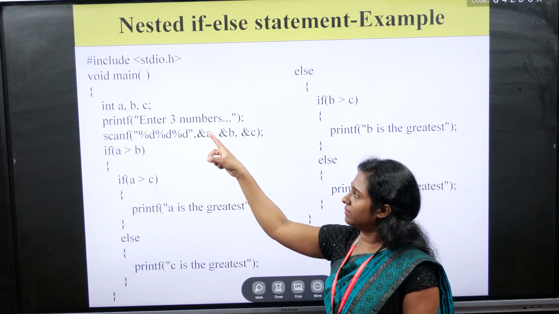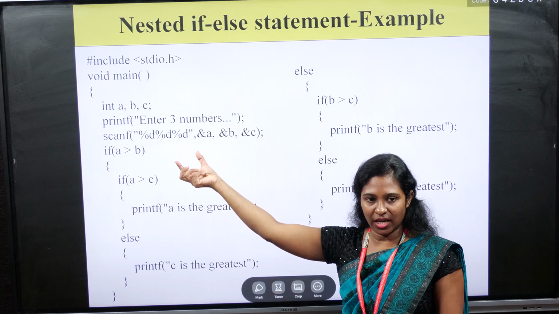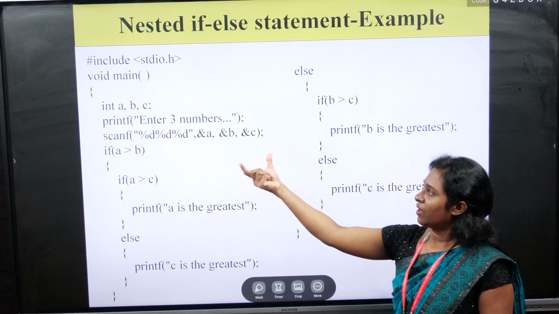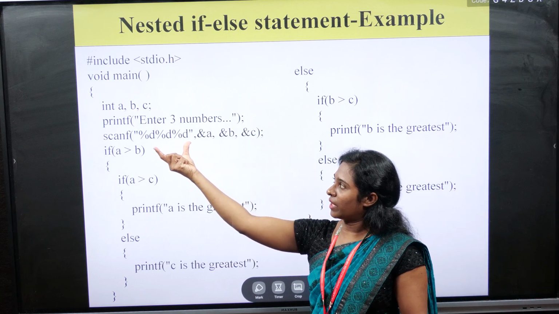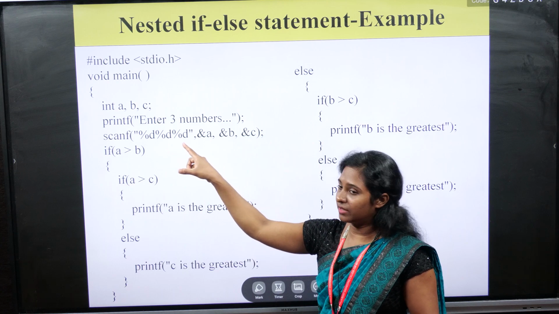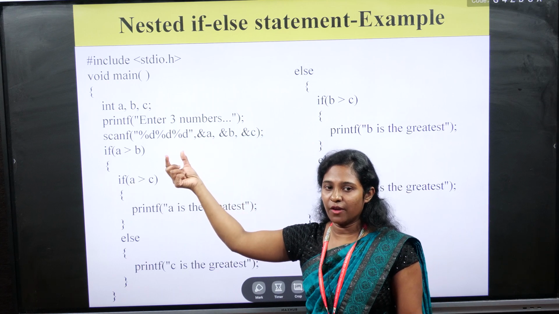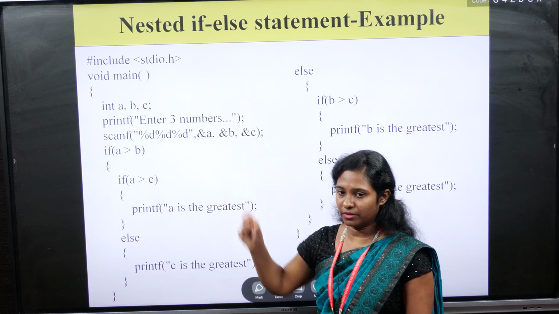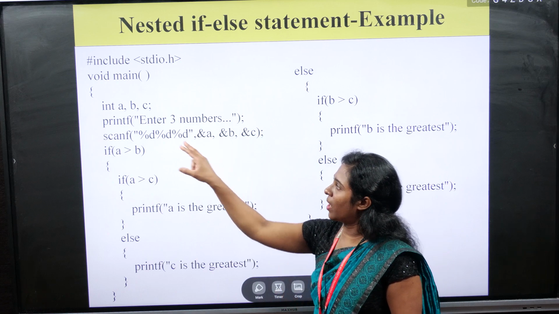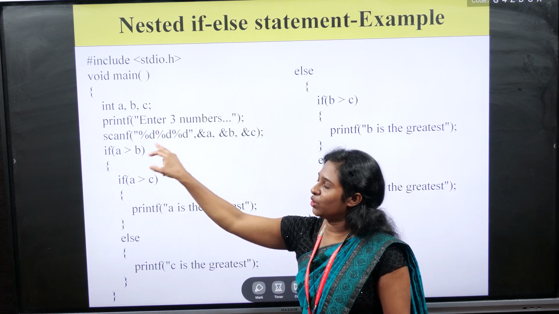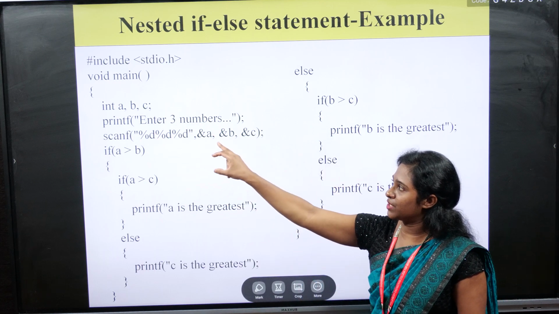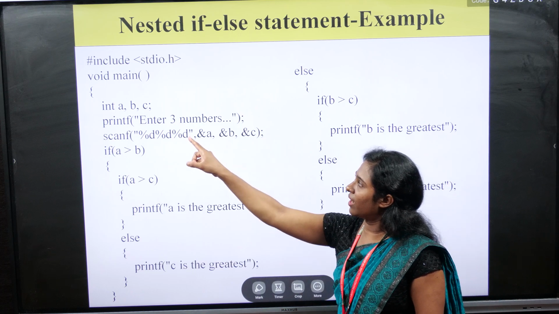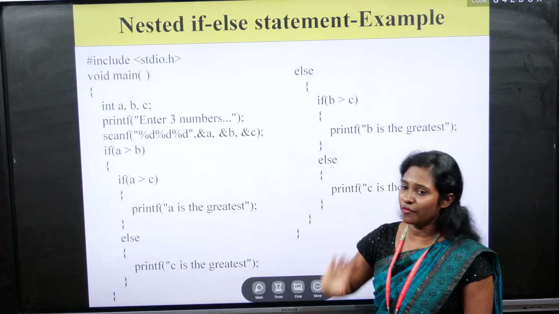So printf "enter 3 numbers", and using scanf, which is the input function, while printf is the output function, we are going to get 3 values from the user. All 3 are integer values. The format string for 3 integer values will be %d, so %d we have to mention 3 times within the double quotes. Put a comma. The first value the user enters will be stored in the address of a, the second value in the address of b, and the third value in the address of c.